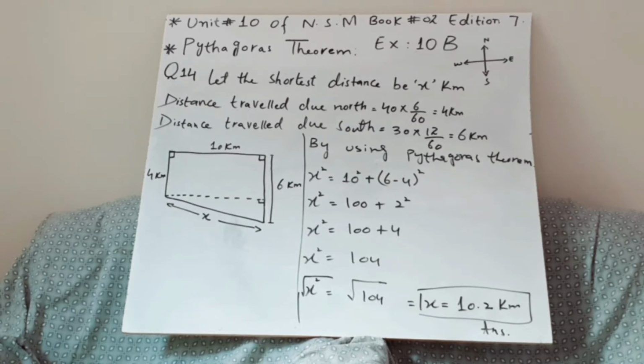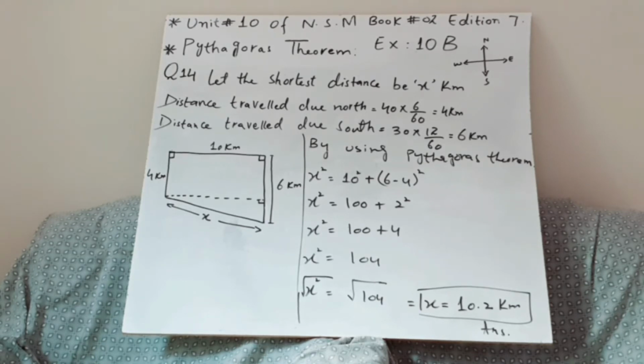As you can see in the figure, first the courier travels due north at 40 km per hour for 6 minutes. So the distance traveled due north is 40 km per hour, and we have to convert the unit into kilometer. So distance traveled due north equals 40 multiplied by 6 divided by 60. Why do we divide by 60? Because in 1 hour we have 60 minutes. So in 6 minutes due north the courier traveled 4 km.